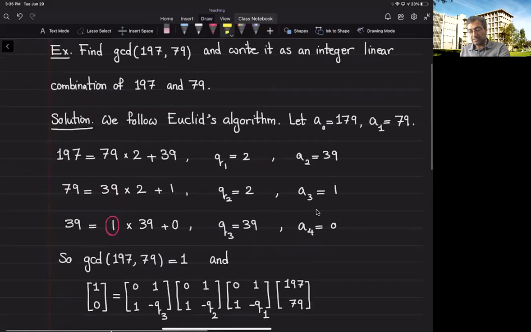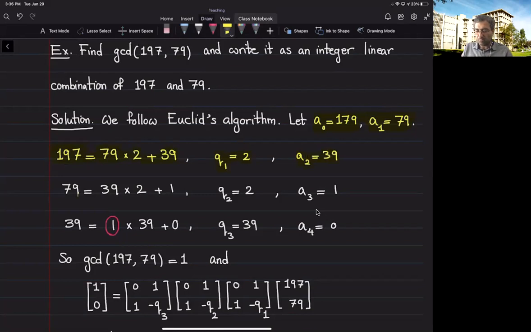Euclid's algorithm says that I need to do repeated divisions. So we start by calling the larger one a sub 0 and the smaller one a sub 1. I divide a sub 0 by a sub 1. I get a quotient of 2 and a remainder of 39. Of course, I have done this computation before. Now the quotient we call q sub 1, that's 2, and the remainder we call a sub 2, that's 39, and we'll repeat this process.